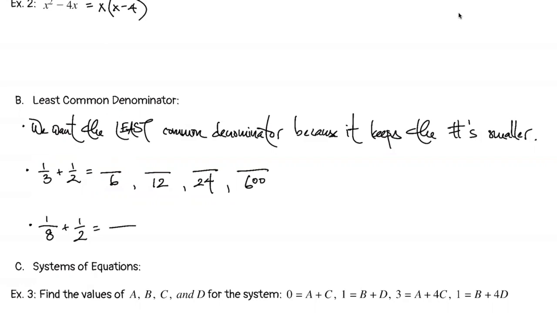What would be my least common denominator here? Ooh, okay, 8. It could also be 16, right? If I did 8 times 2, I would get 16. But if we have a smaller one, we should go with the smaller one, okay?